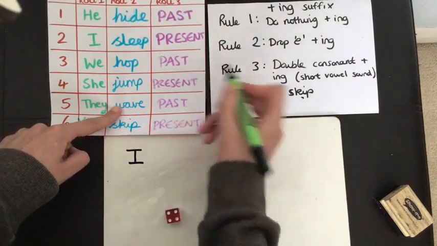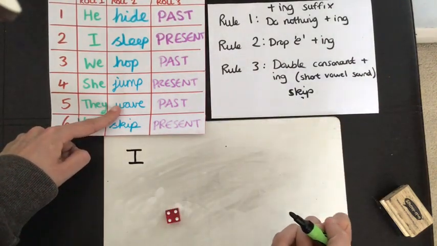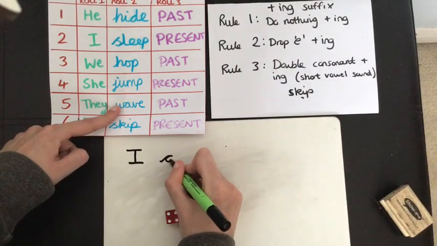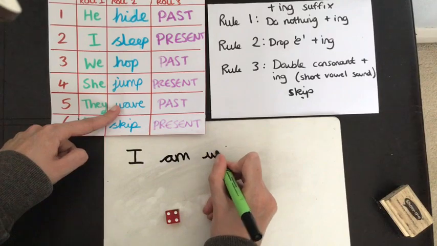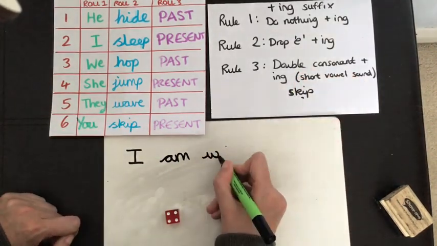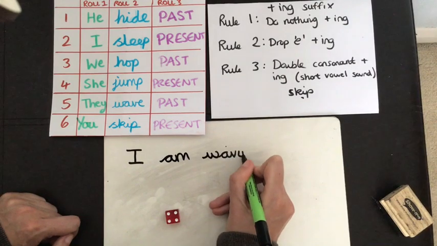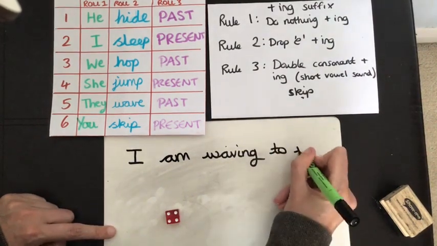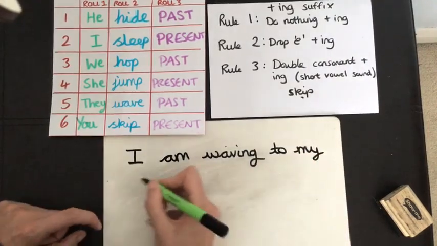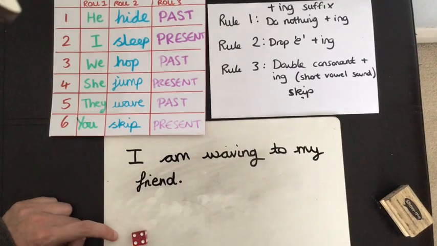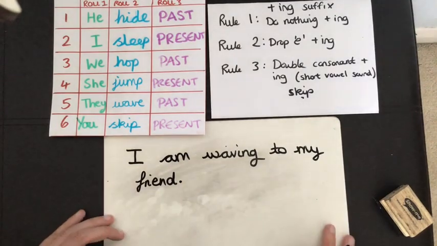So if I'm making wave into present progressive, I'm doing it right now. I am waving. Now wave ends in an e. I drop the e and add ing. I am waving to my friend. Full stop. Okay, let's do another one, shall we?